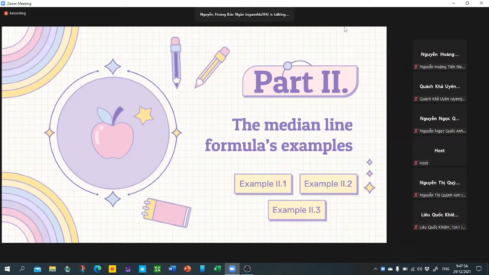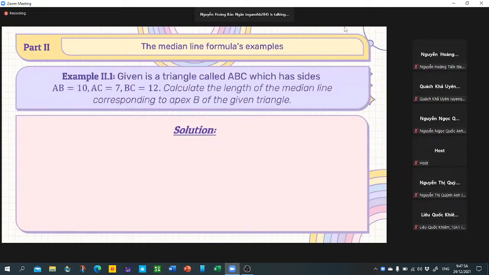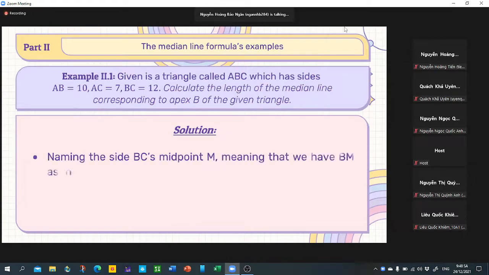And now we are going to part 2, the median line formulas examples. And this is the first example of part 2. Given is a triangle ABC, which has sides AB equals 10, AC equals 7, BC equals 12. Calculate the length of the median line corresponding to apex B of the given triangle. Here's our solution. Naming the side BC's midpoint M, meaning that we have BM as the median line of triangle ABC.